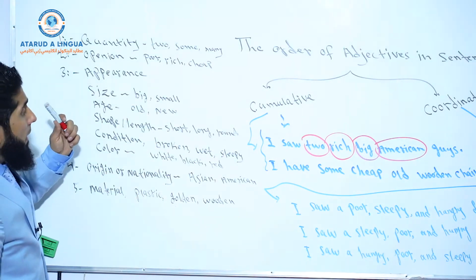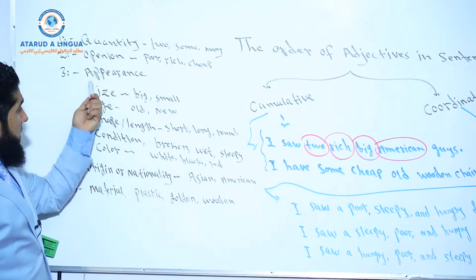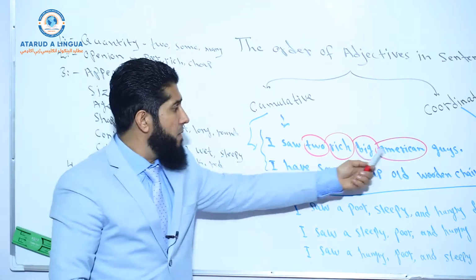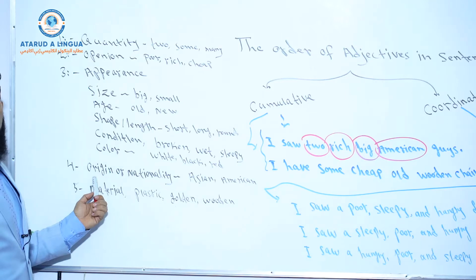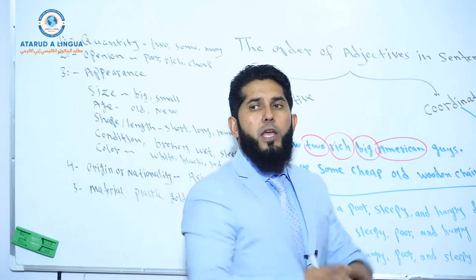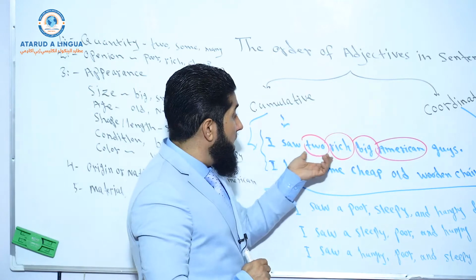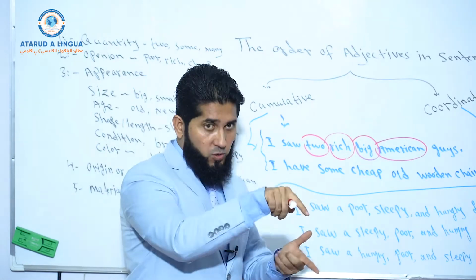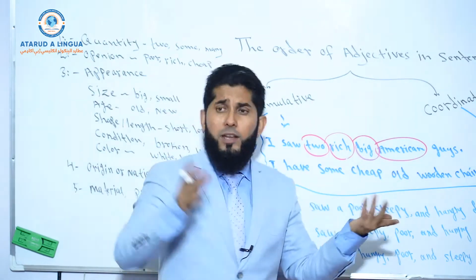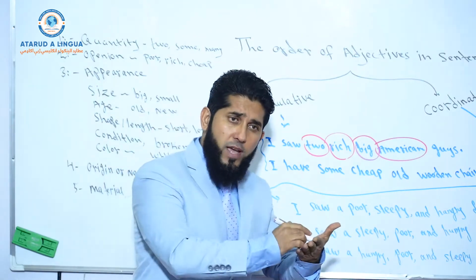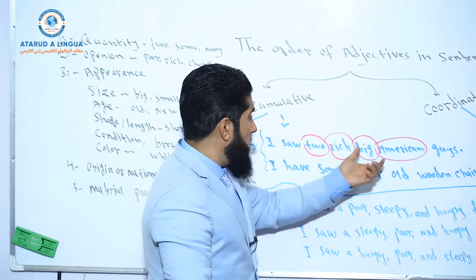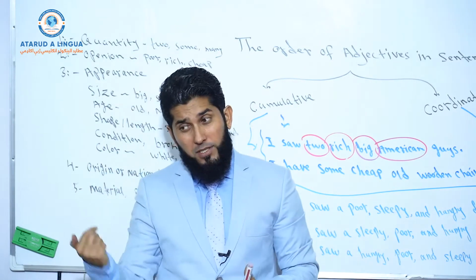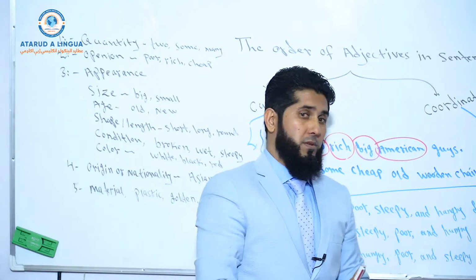So now, big is related to appearance, and inside appearance, it is size. And finally, American, it is related to origin or nationality. So we cannot change this order. If somebody says, I saw rich 2 big American guys, incorrect. If somebody writes it this way, I saw big rich 2 American guys, incorrect. If somebody writes this sentence this way, I saw two American rich big guys, incorrect. It doesn't even sound good. If you listen to the sentence, the whole sentence doesn't sound good, okay?